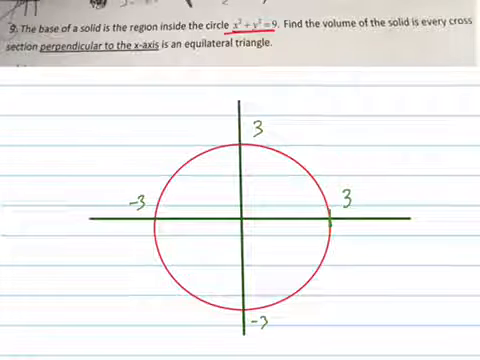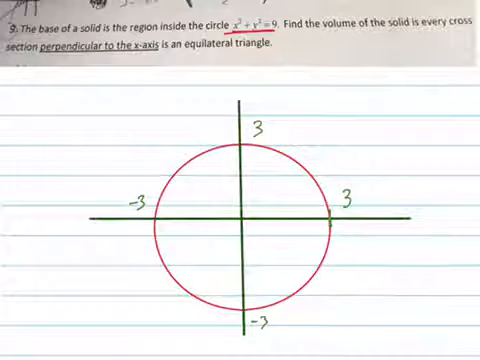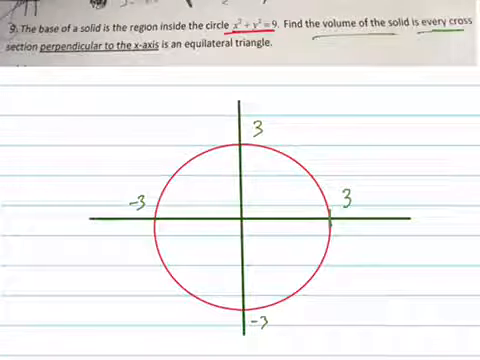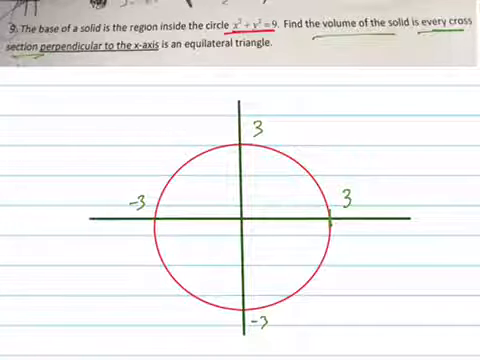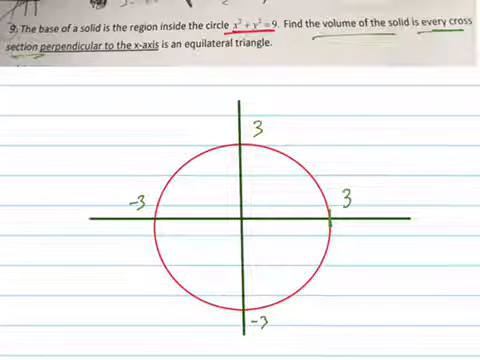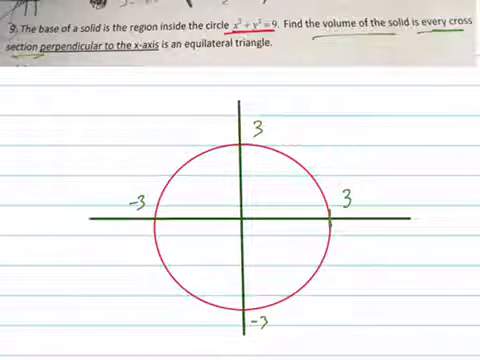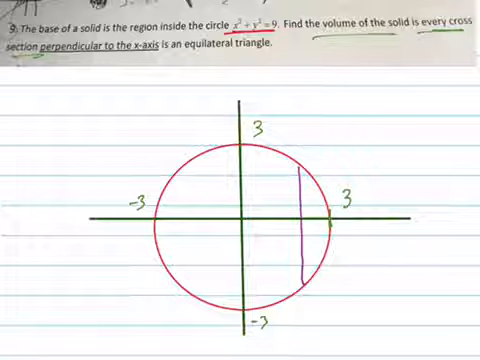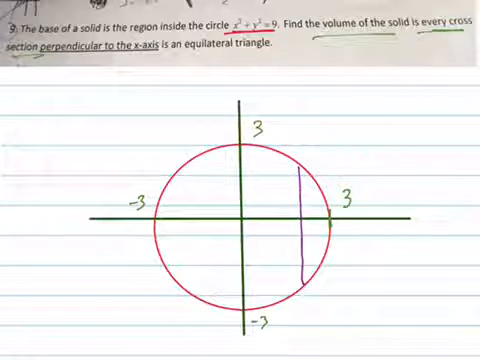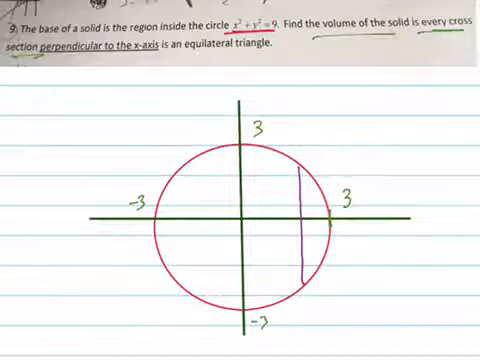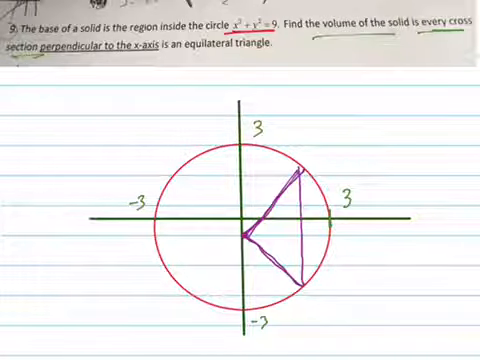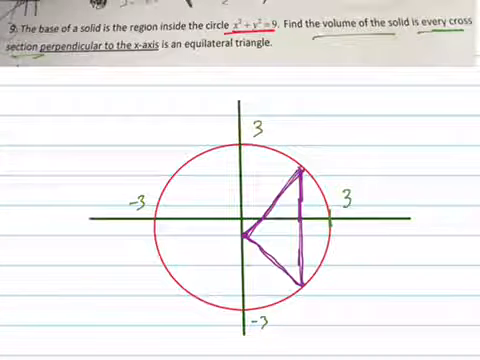So this is the base of the solid that I have, and it says to find the volume of the solid if every cross section perpendicular to the x-axis is, so we're taking cross sections here now, every cross section is an equilateral triangle. So if I were to draw this triangle up, I'll draw it this way. It would be an equilateral triangle, with this point up here coming up, and the base is just this circle.